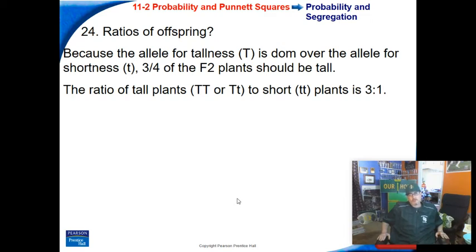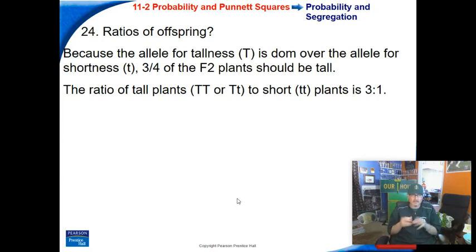And the reason why we always say should be or could be or probably will be is because probabilities are never a certainty, okay? For Mendel to get his 3-to-1 ratio or 75% tall, 25% short, he probably had to do thousands of crosses to make that happen. If you do one cross or 10 crosses, it's possible that you might not get the expected results. But basically, it's 3/4 tall, 1/4 short.